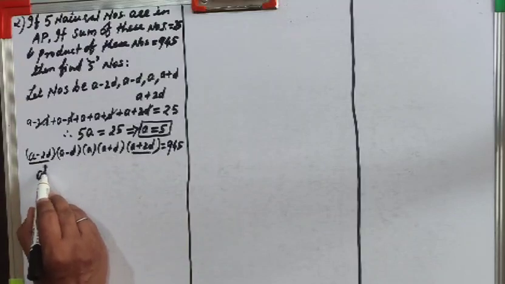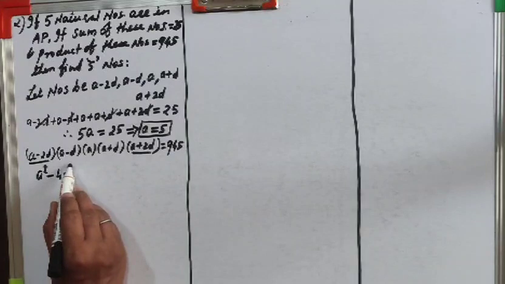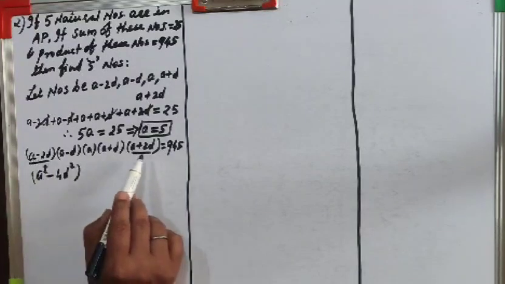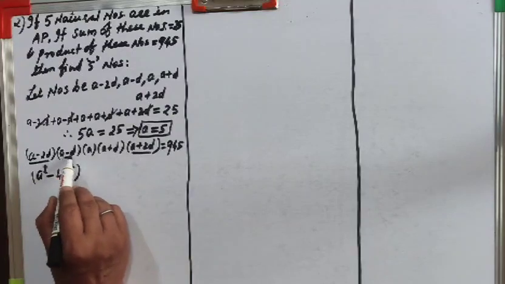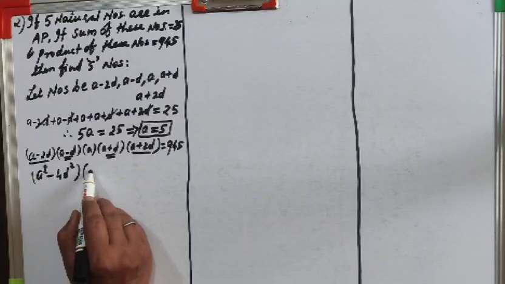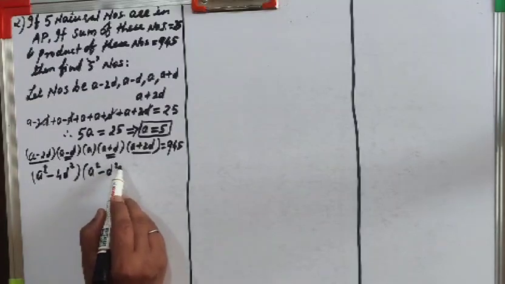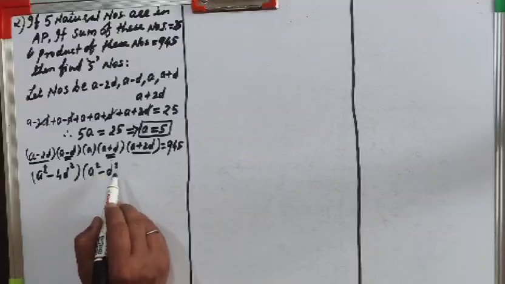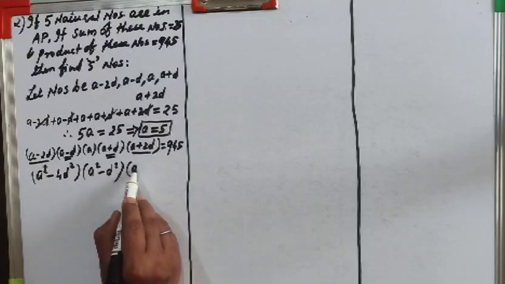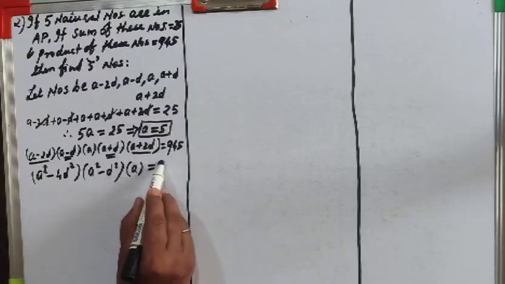What will I get? I will get A square minus 4D square. This you can enclose in one bracket. Similarly, you can multiply this one and this one, so you will get A square minus D square, A square minus D square. And do not forget A, into A. And it should be equal to 945.